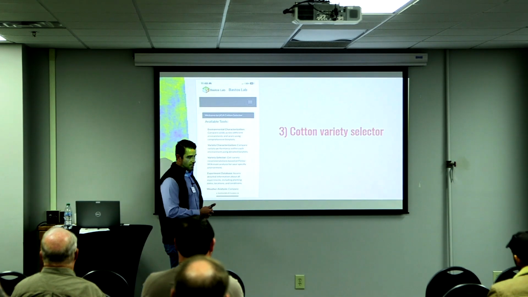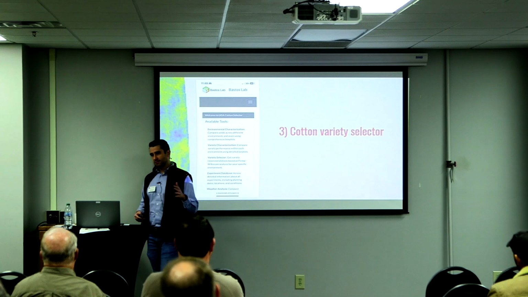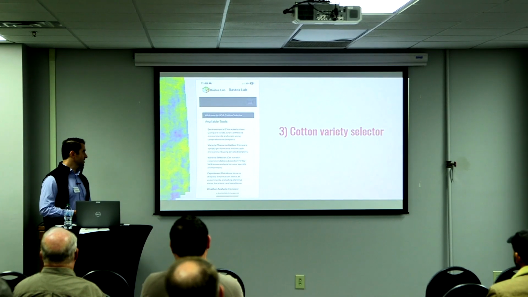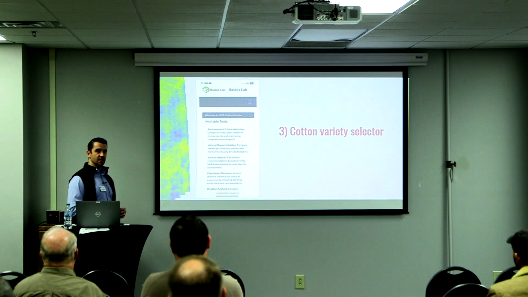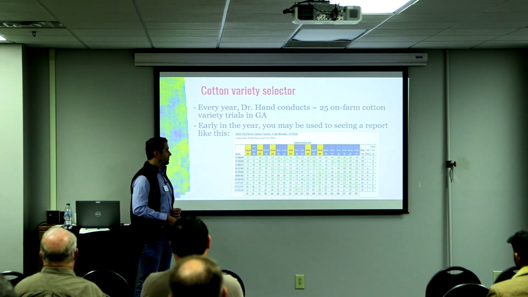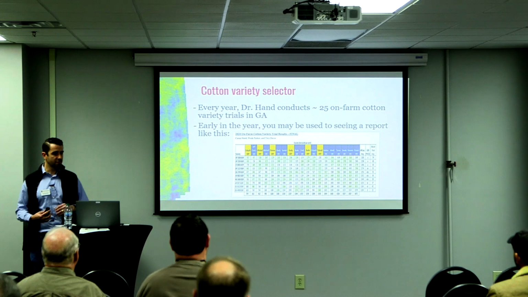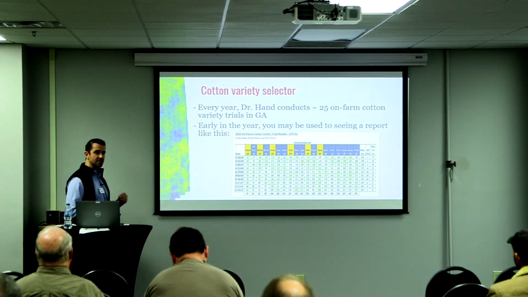Okay, my last thing here, I only have 3 minutes, so I'm not going to be able to spend a lot of time, but I do want to share with you one of the projects that I'm very excited about. It's called Cotton Variety Selector. So Dr. Kemphan, as you probably know, runs about 25 on-farm variety trials in Georgia every single year.